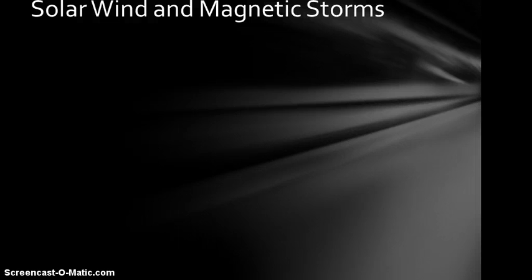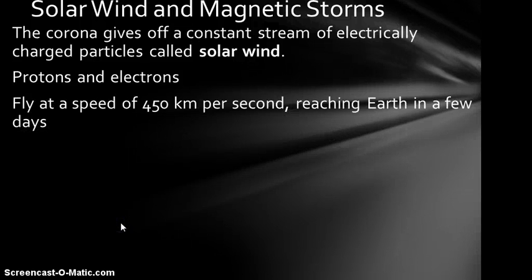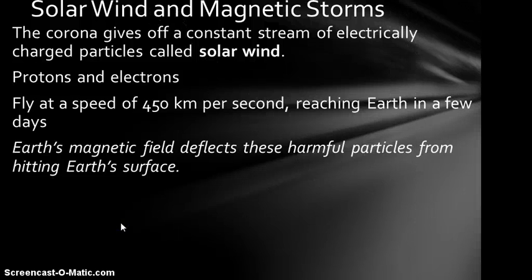As we go back to our notes, we're going to finish off this section looking at the solar wind and magnetic storms. The corona is going to give off a constant stream of electrically charged particles, and that's going to be called the solar wind. It's mostly made up of protons and electrons that are emitted from the sun. They fly at very, very high speeds, about 450 kilometers per second, reaching Earth in a few days. Not quite the speed of light, but still traveling very, very fast.